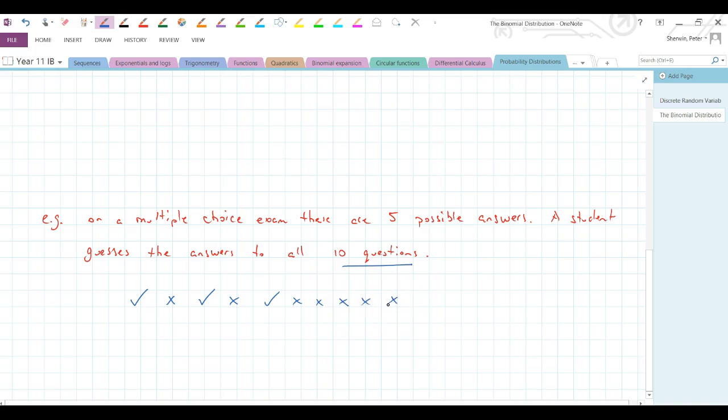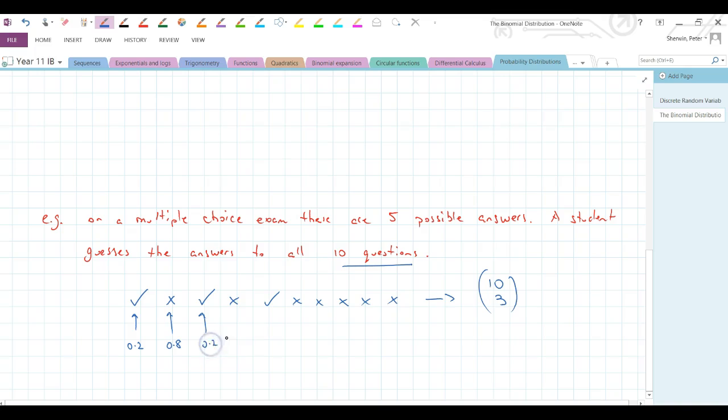There's one way, but the student could get the first 3 wrong, the next 3. There's lots and lots of different ways. In fact, how many ways are there? There are 10 C3 ways of achieving 3 correct out of 10. Okay, there's that many. But what's the probability of each of those happening? Well, the probability of getting that one right is 1 in 5, or 0.2, and the probability of getting that one wrong is 4/5, or 0.8.